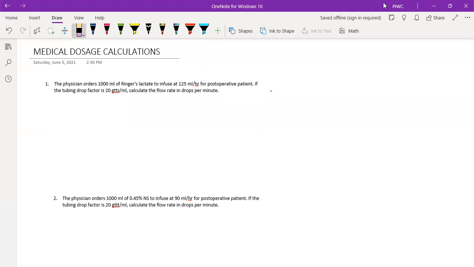Okay. So let's annotate this problem. So first, we're given the order of 1000 ml to infuse at 125 ml per hour. Okay, so this is a given. And then you have the drop factor. And we want to find the drops per minute. So drops per minute, that means you want GTT per minute.